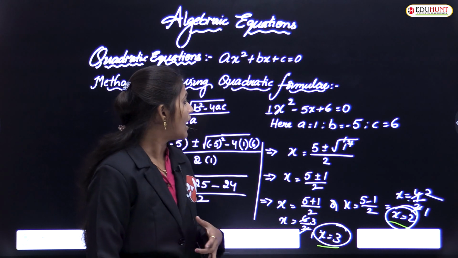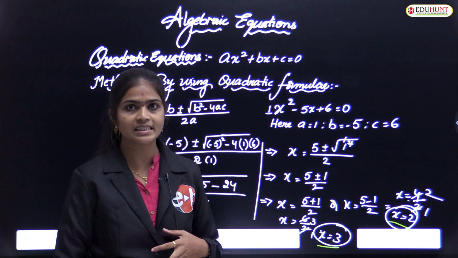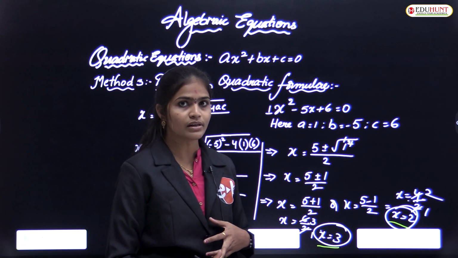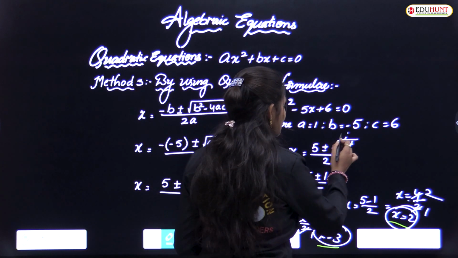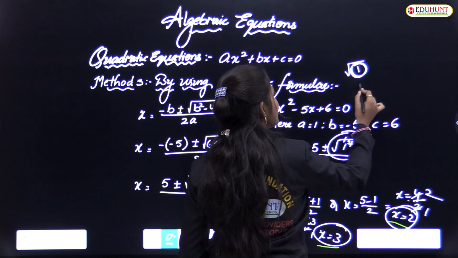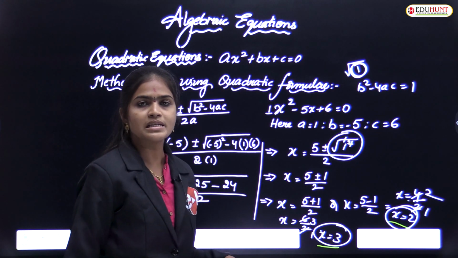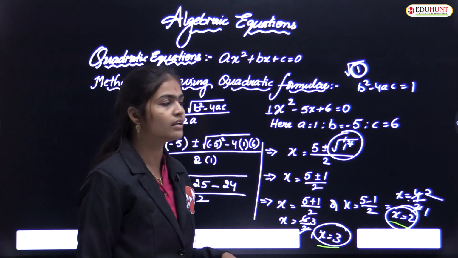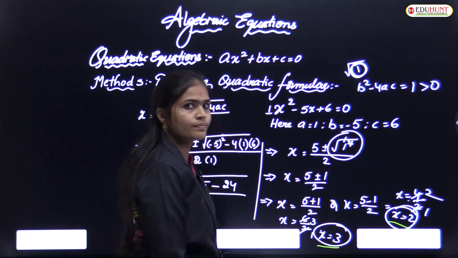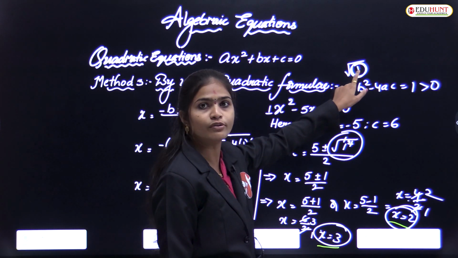I told you about the conditions in the previous video. What are the discriminant conditions? If the discriminant value is greater than 0, less than 0, or equal to 0. See here, the square root of 1: this 1 is b square minus 4ac, which is equal to 1. 1 is greater than 0, a positive value, and we got the square root of a positive value.